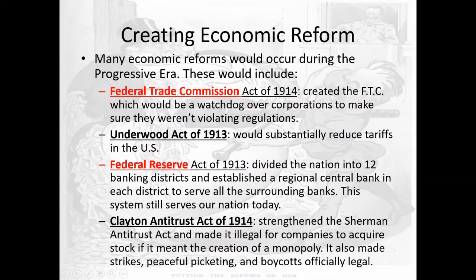Then we finally have the Clayton Antitrust Act of 1914, and this strengthened the Sherman Antitrust Act of 1890. Remember, antitrust means anti-monopoly, and this act made it illegal for companies to acquire stock if it meant the creation of a monopoly. So it was difficult for one company to buy out another company's stock if it was going to become a monopoly. It also made strikes, peaceful picketing, and boycotts officially legal. So these methods of protest could now be carried out.